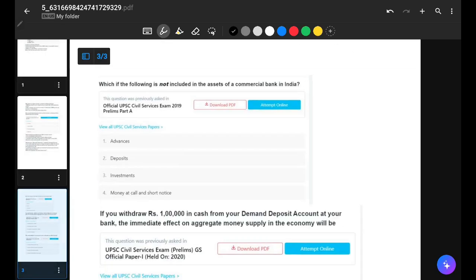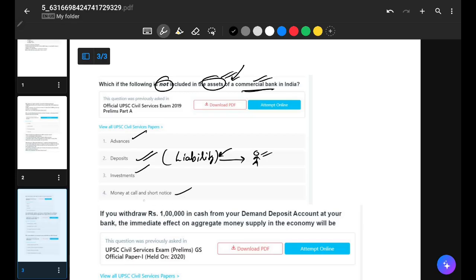Then which of the following is not included in assets of the Commercial Bank of India? Assets means what? It means it's like investment for them, or it is their property. Which of them is the property of the banks? You have to tell which is not. Okay, it will not. I forgot to tell this. The answer is deposits, because deposits are liabilities. They are obligated to give this money back to the customer when he asks for it. So it is a liability. All these advances, investments, money at call and short notice, all these are assets for the bank.